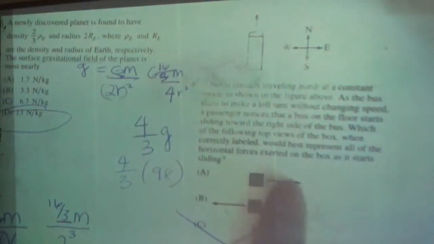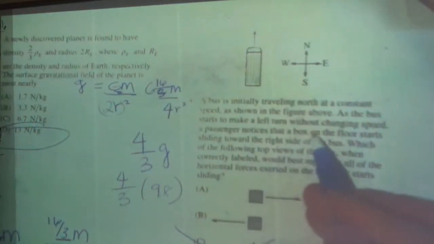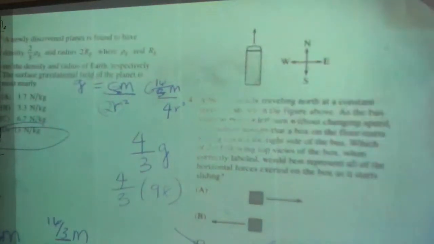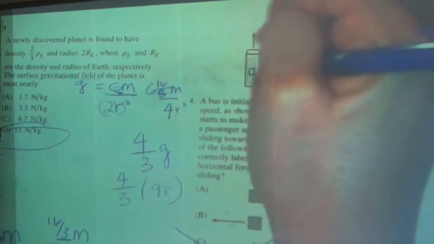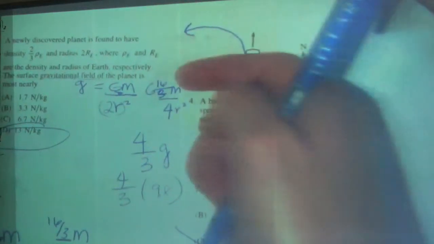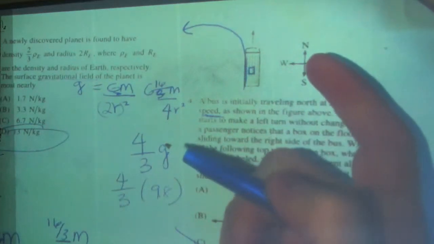Now you might be thinking, oh, it starts sliding to the right, so that means there's a force to the right. But let's think about, that is from the perspective of somebody inside of the bus. So if you are inside the bus and it looks like it's moving to the right, actually what's happening is that the bus is turning around like this, which means that we have a centripetal force causing it, because it says it's still at a constant speed, but you can be going at a constant speed and have a centripetal force or centripetal acceleration causing it to move in a circle.